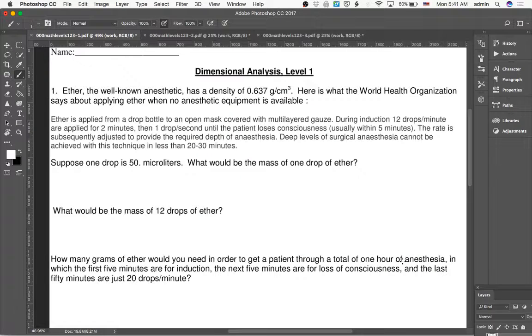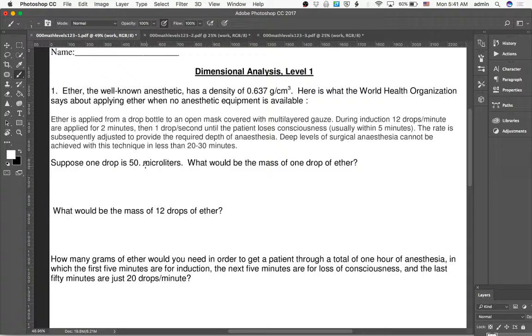Hi folks, this is the worksheet that we worked on 2 weeks ago. Level 1, page 1 of the worksheet. Here's a density. That's nice. This density is often useful. Minutes, drops per second, minutes. Good. Suppose one drop is 50 microliters.